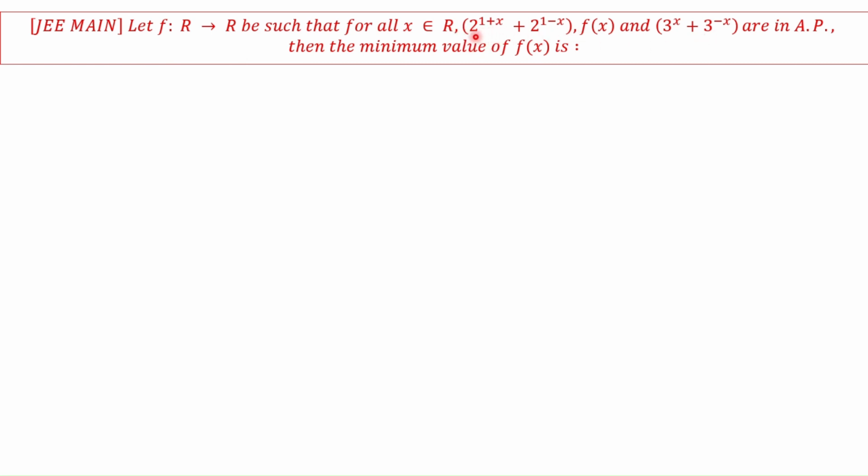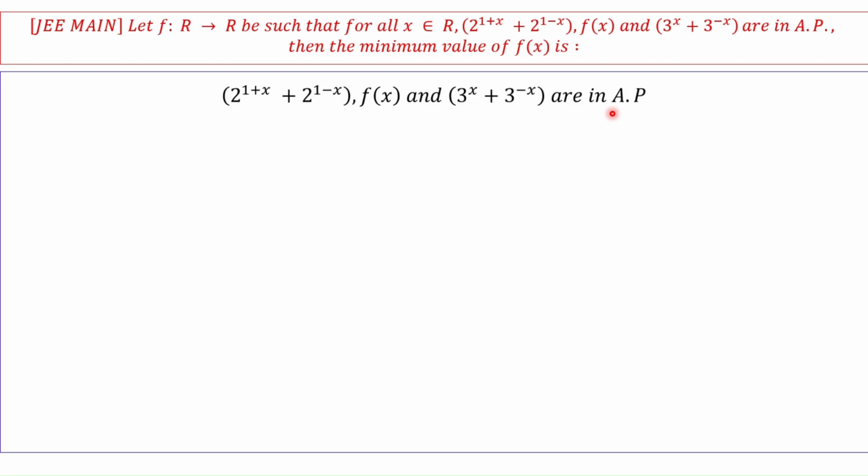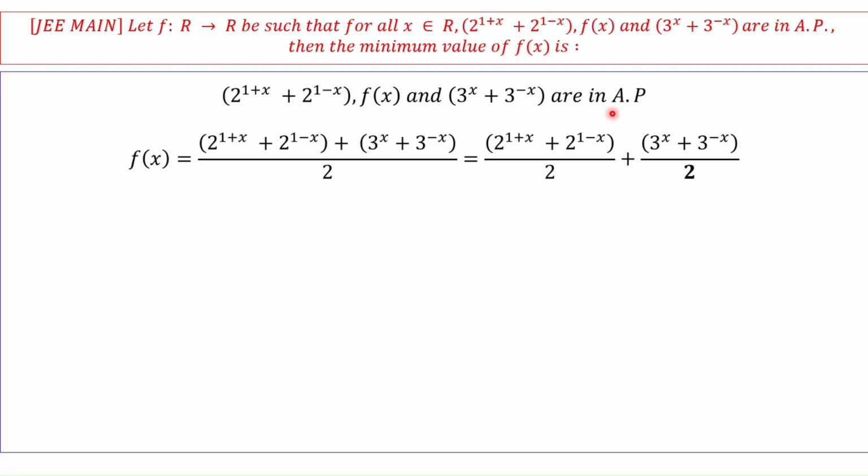See what kind of terms are in AP. Once you know that three terms are in AP, the only thing we know is f of x equals the average of the neighboring terms, right? So that is 2 to the power of 1 plus x plus 2 to the power of 1 minus x plus 3 to the power of x plus 3 to the power of minus x, divided by 2. I'm just writing them as two separate sums, like this. Why I am writing this, I'll get to that.